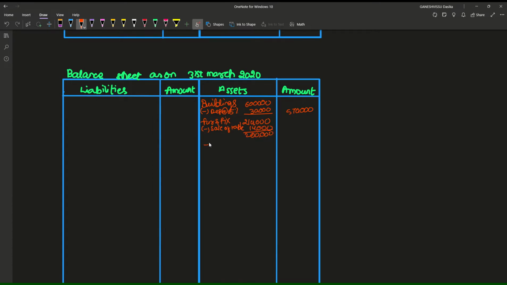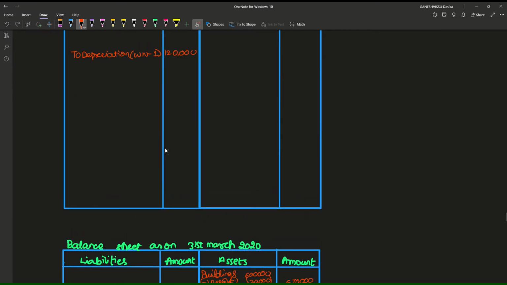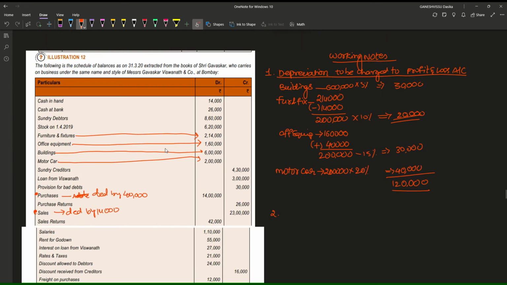And for 2 lakhs we need to depreciate by 10%. Depreciation at the rate of 10% is 20,000. So the remaining value is 1,80,000, right? And now we again have office equipment.